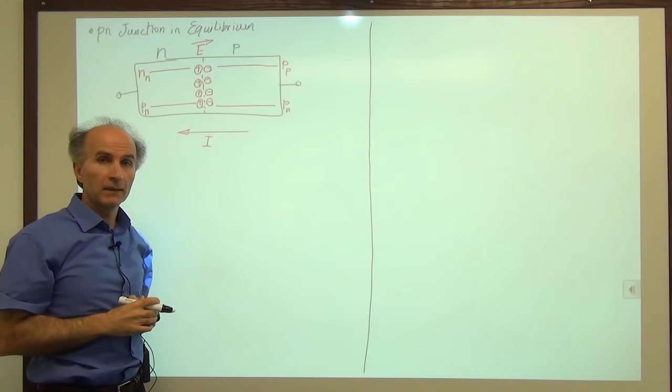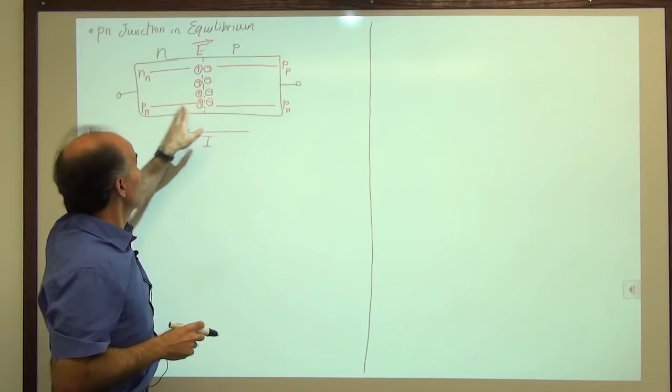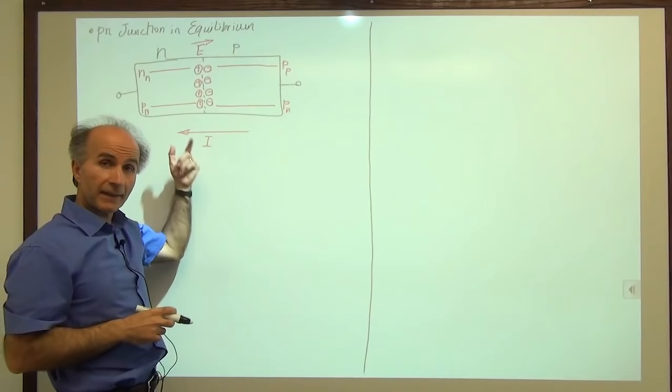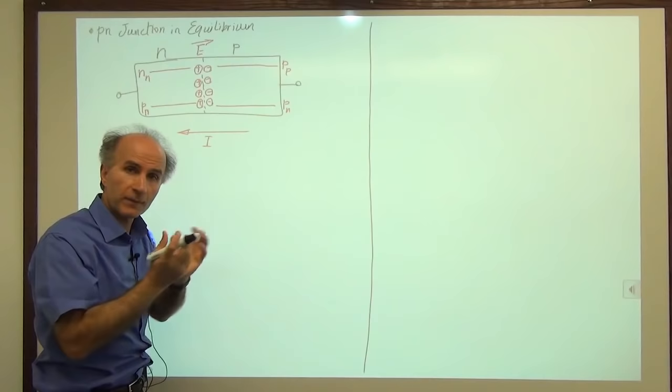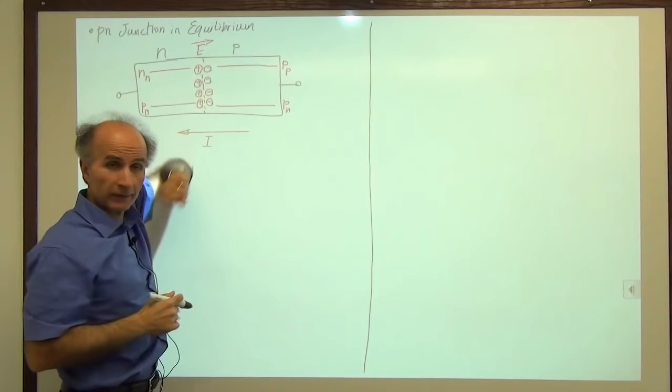Okay? All right, so that's a lot of information coming through. We saw that we had a diffusion of these holes and electrons, which resulted in a current. At the same time, as these carriers were moving, they were leaving behind ions, and these ions formed a space charge, and that space charge starts creating an electric field. So we have an electric field going from left to right.